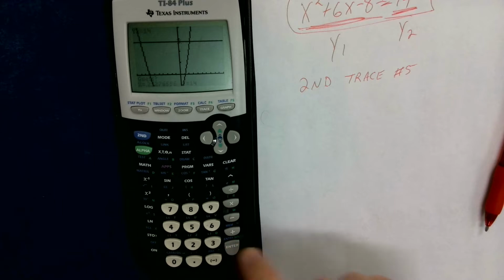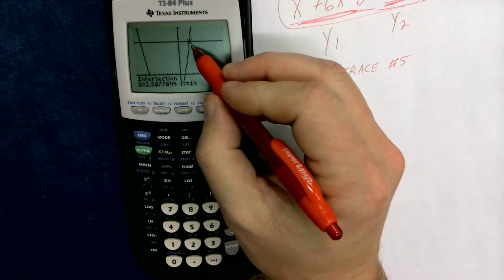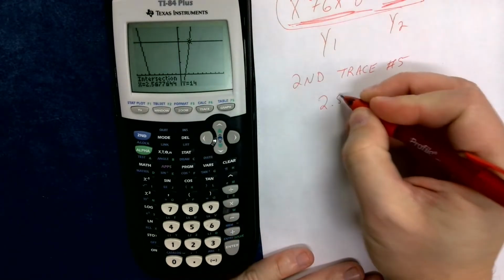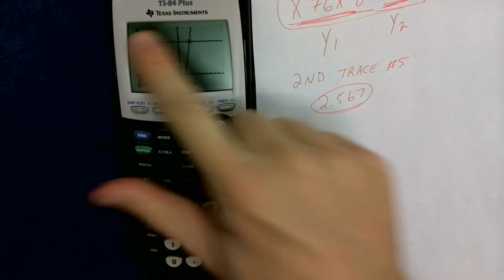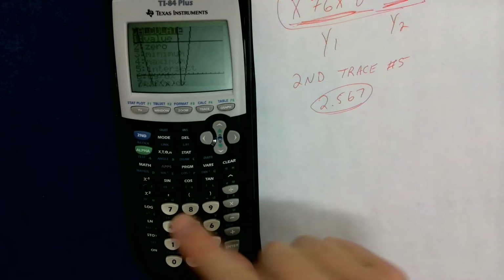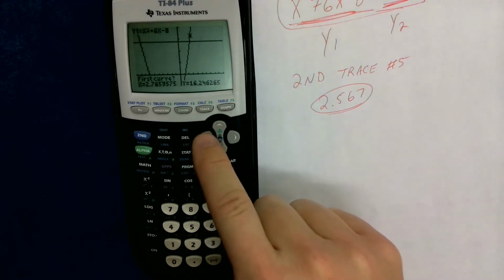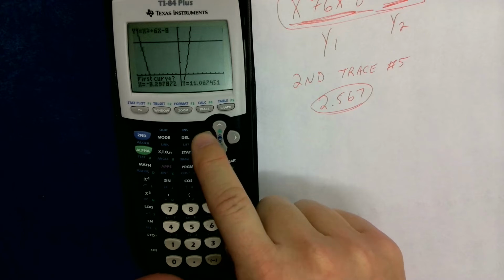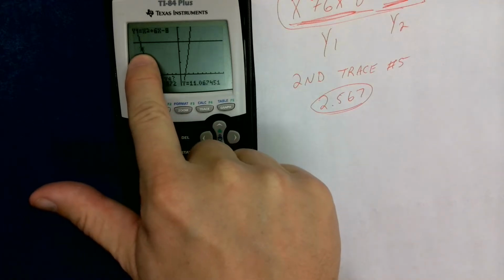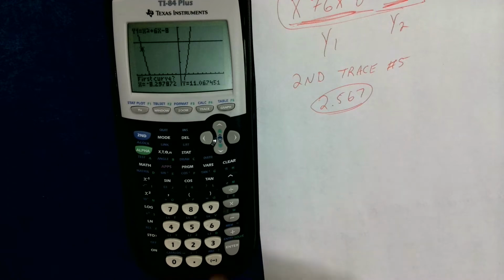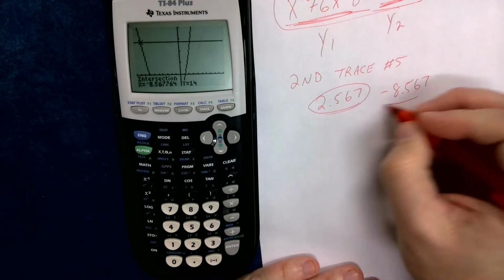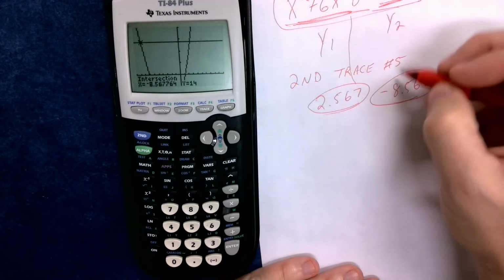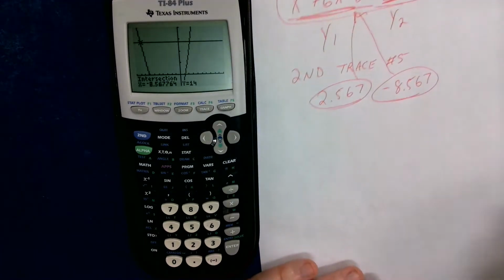So if I hit enter and enter again, you will see that it tells you that that solution is 2.567. Okay, that's one of them. Now I need to find the other one. So I'm going to do second, trace, number 5 again, intersection, but I have to move my cursor, you can see how I moved it way over here, closer to the other one. Okay, and then I can hit enter, enter, enter, and you can see the other solution is negative 8.567. So those are my two solutions to this quadratic equation up here.